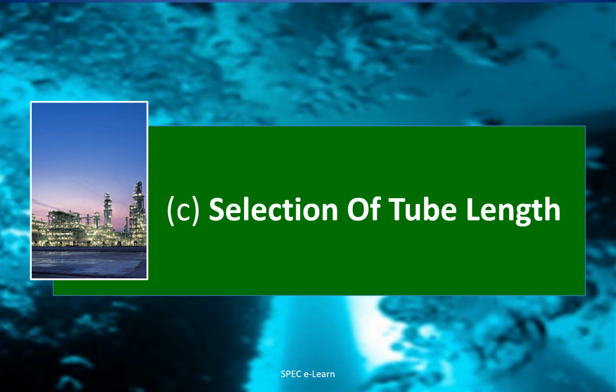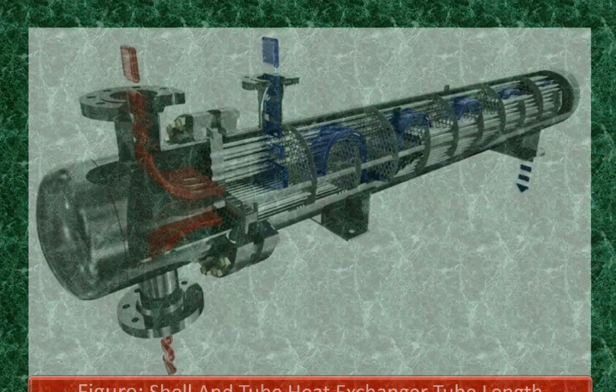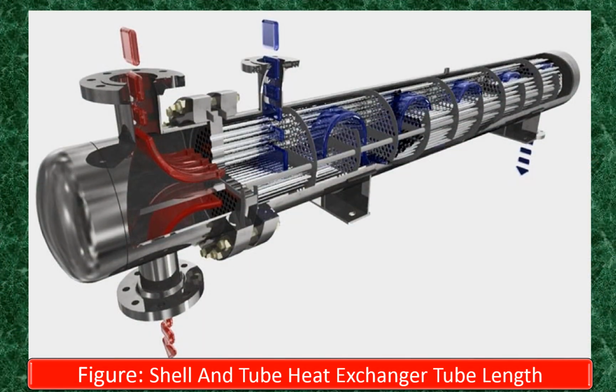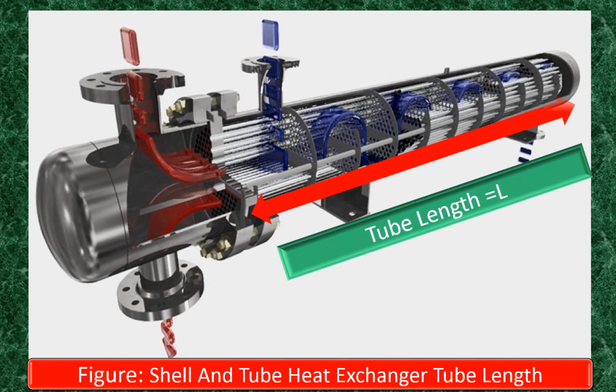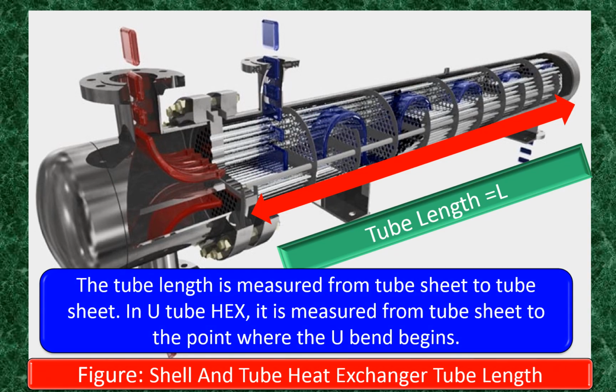Another geometry parameter that needs to be considered during design is tube length. In the figure illustrated, the shell has been cut to expose the tube side so that you can visually see the tube length. The tube length is measured from tube sheet to tube sheet. In a U-tube heat exchanger, it is measured from the tube sheet to the point where the U-bend begins.